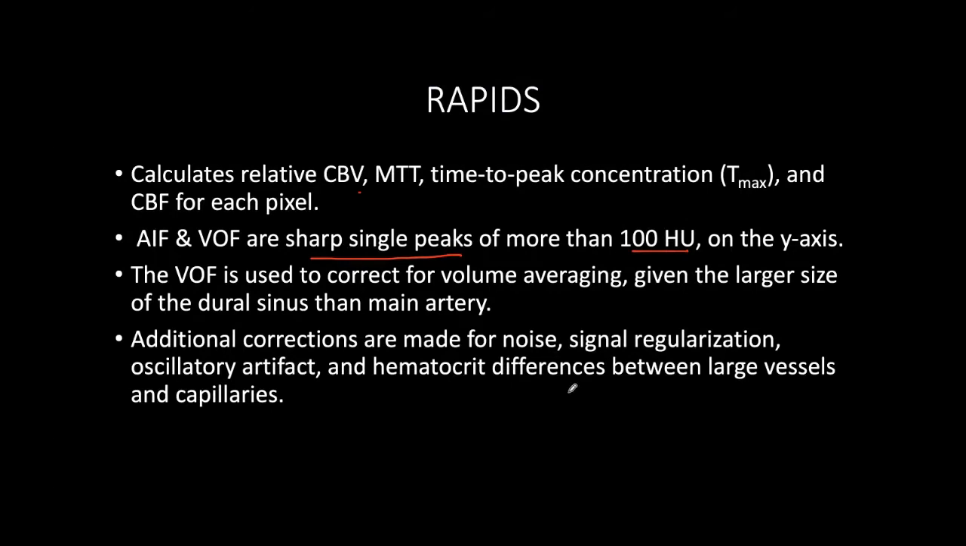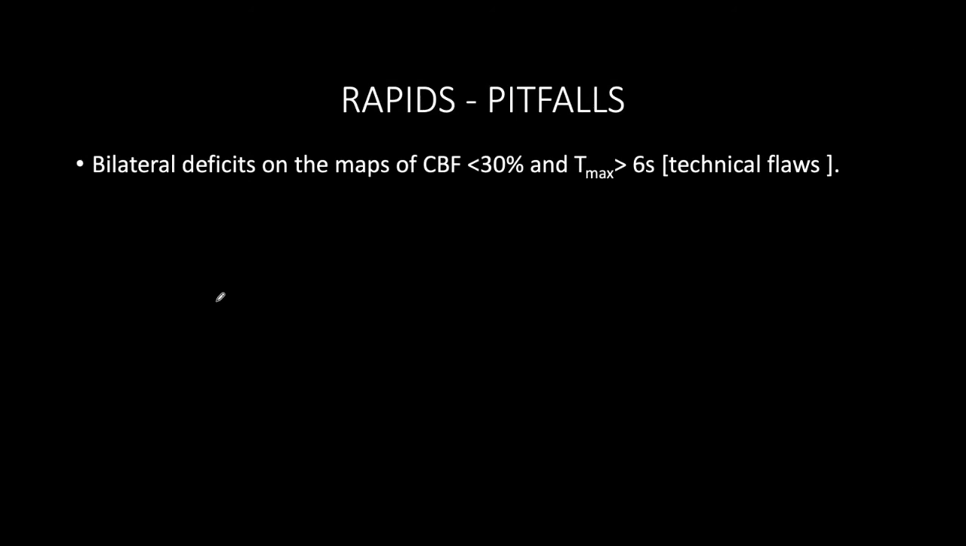hematocrit differences between the large vessels and capillaries, everything the machine itself does. But if you want to make any specific changes, it's predominantly using the venous outflow function, particularly because the dural sinuses are larger, whereas the main arteries are smaller. So if any change has to be made, it's easy to make on the venous side. And when we're reading it, there are times that we could be misled. So there will be pitfalls.